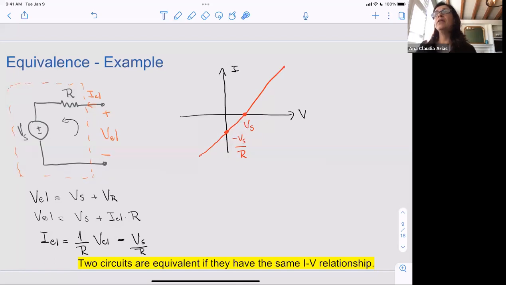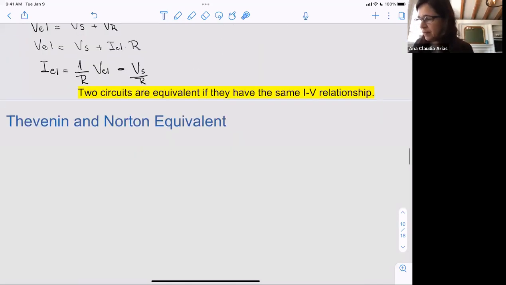Why is it minus Vs? Yes. So you set V element to 0, and then you know that the current will be 0. Then you're left with this, which is where you would cross when I is 0. Okay? Very good. Thanks for answering in the chat.